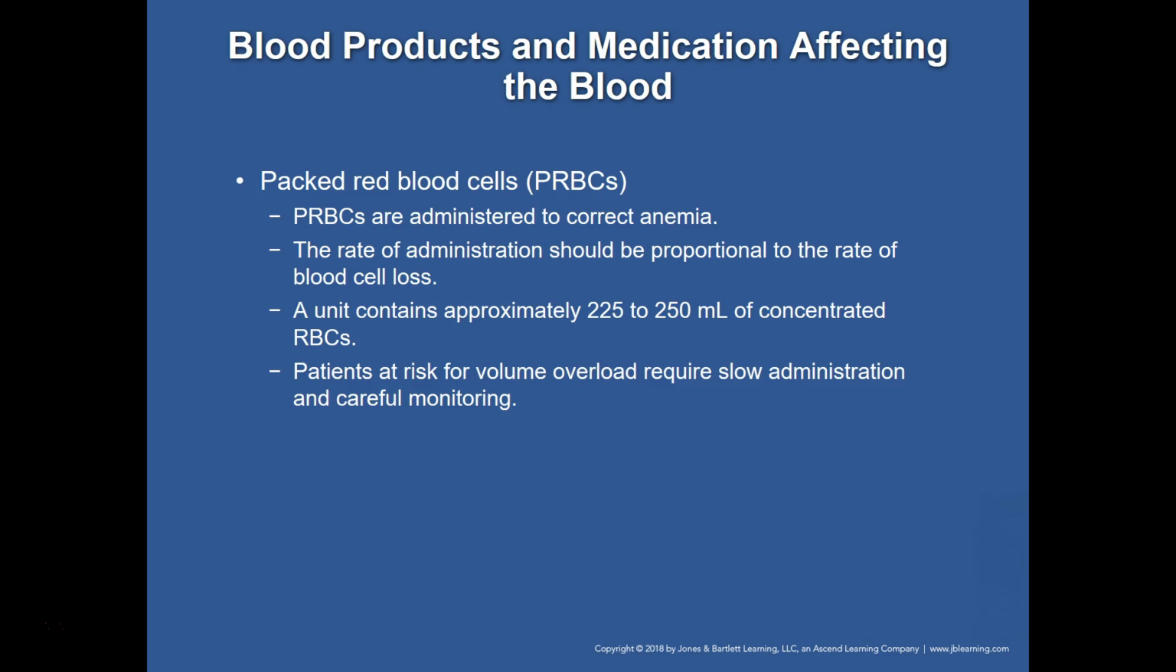Packed red blood cells are administered to correct anemia. Of course, the rate that they're given should be proportional to the rate of the loss. There's about 225 to 250 milliliters of concentrated red blood cells. If we give it too fast, they can get fluid overload, so we have to administer it slowly and carefully.